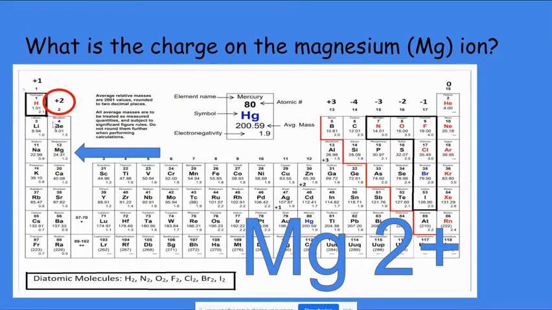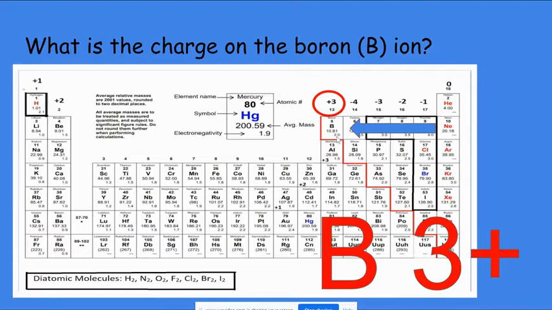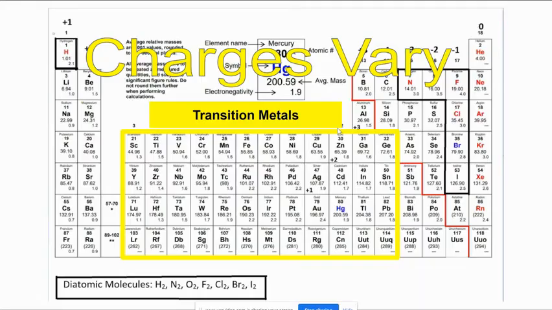Looking at a second example, what is the charge on the boron ion? So we identify where boron is. It's a B, element number 5 on the periodic table. Boron has a 3+ or a +3 charge based upon its location on the periodic table.